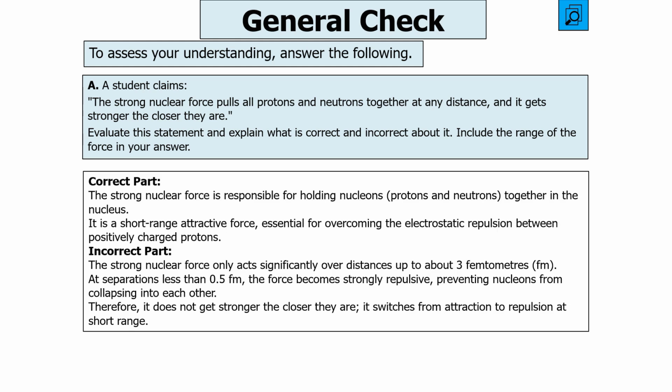Well, the correct part of this statement is that the strong nuclear force is responsible for holding the nucleons together in the nucleus. It is a short-range attractive force and is essential for overcoming the electrostatic repulsion between the positively charged protons in the nucleus. But the incorrect part is that the strong nuclear force only acts significantly over distances up to 3 femtometers. At separations less than 0.5 femtometers, the force becomes strongly repulsive, preventing nucleons from collapsing into each other. Therefore, it doesn't get stronger the closer they are, it switches from attraction to repulsion at short range.